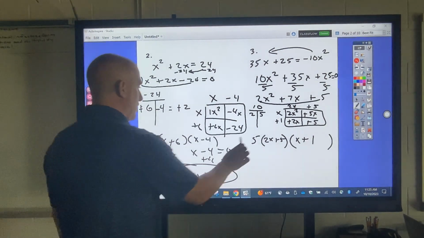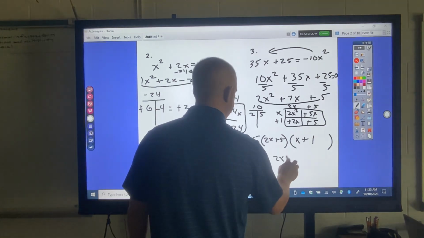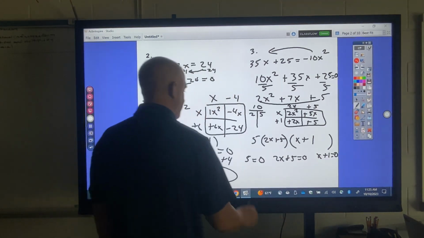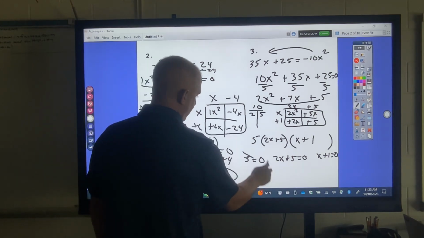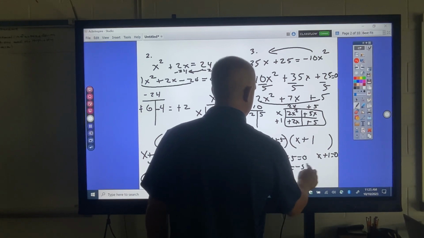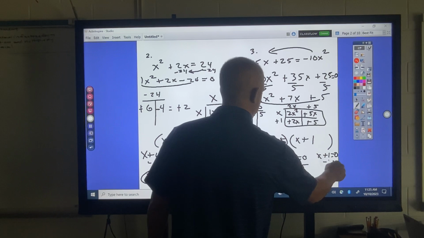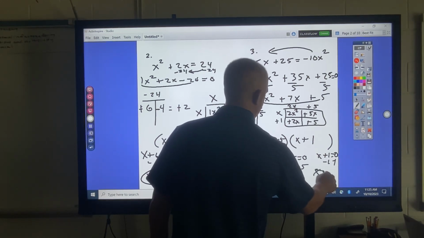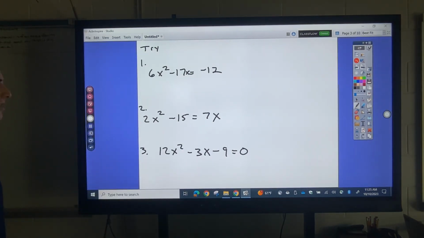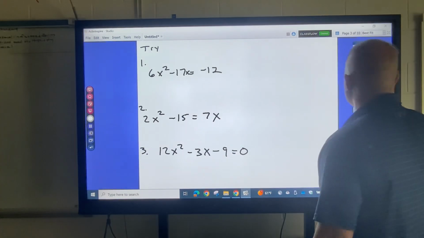Now, when you go to solve those, if you set every part equal to 0, this one can't solve. 5 can't equal 0. This one, subtract 5, that's 2x equals negative 5. Divide by 2, I get x equals negative 5 halves. This one, I subtract 1. X equals negative 1. I got a little too early to that one. Go ahead and solve these on your own.